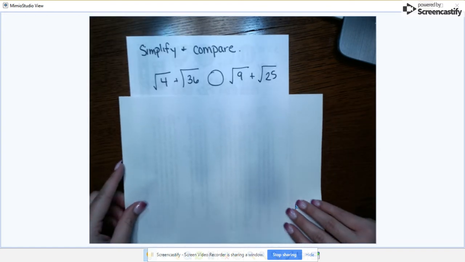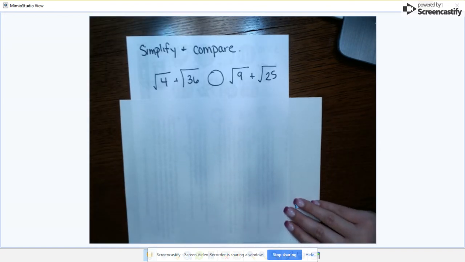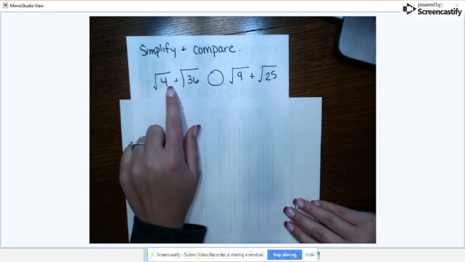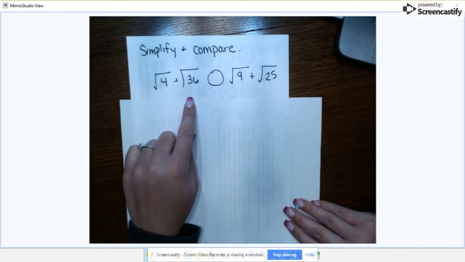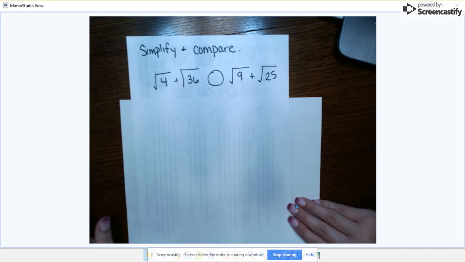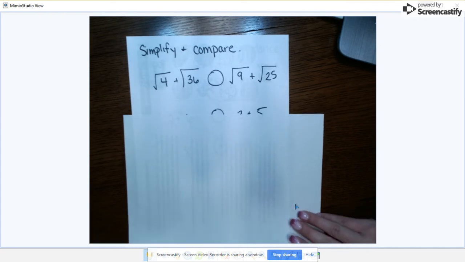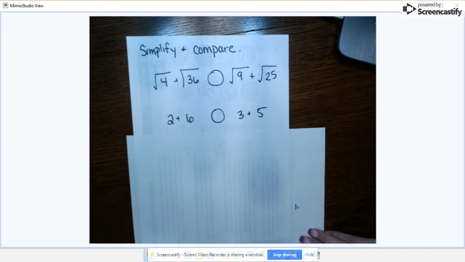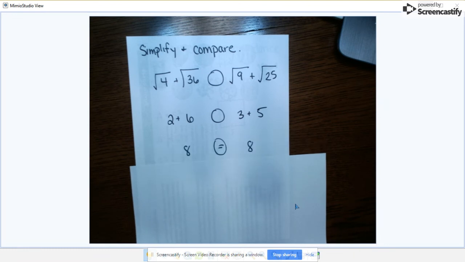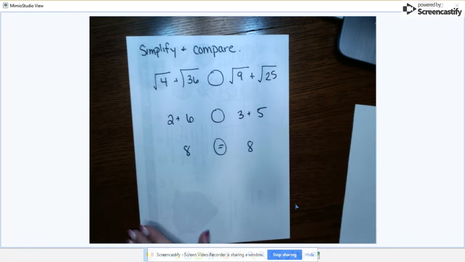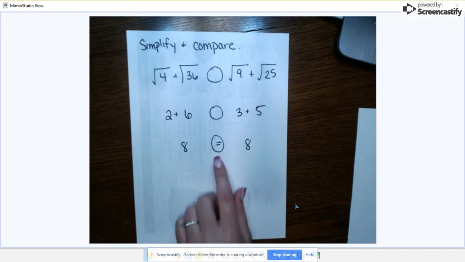Okay, another example, we can simplify square roots and then compare them. So square root of 4, square root of 36, both are perfect squares. That comes out to 2 and 6. Likewise over here, perfect squares come out to 3 and 5. When we add 2 and 6 on the left, we get 8. 3 and 5 on the right, we get 8. Therefore, our two expressions are equal.